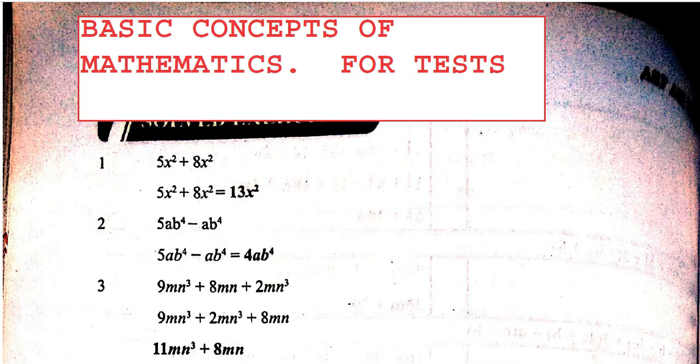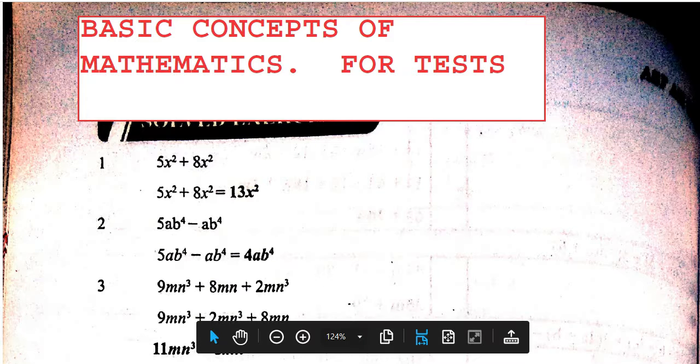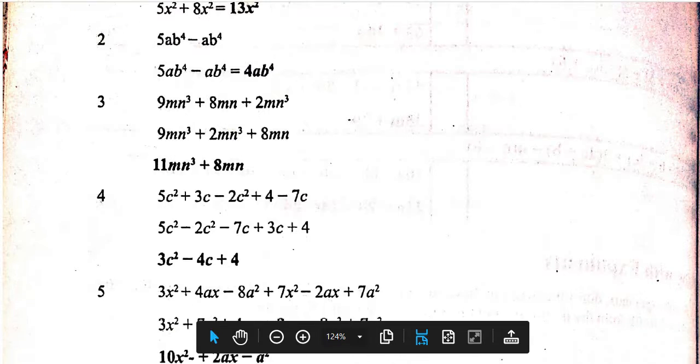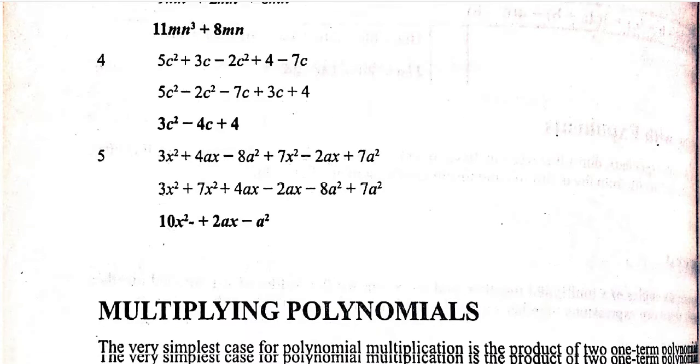Similarly, 5ab4 minus ab4, after subtraction, will be equal to 4ab4. So these are simple concepts. You can check the solution of these concepts.